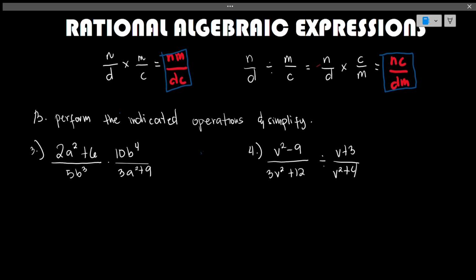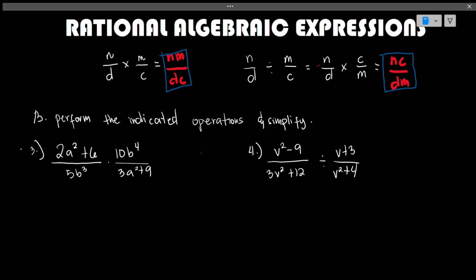Now let's go ahead and try example number 3 and number 4. So let's focus first on number 3. The operation involved here is multiplication. So same process. Now this time we're no longer dealing with monomials, but we have a binomial here, so there's a need for us to factor out. Remember, before we simplify, we need to make sure that our polynomials or rational algebraic expressions are written in their greatest common monomial factors or in their factored form.